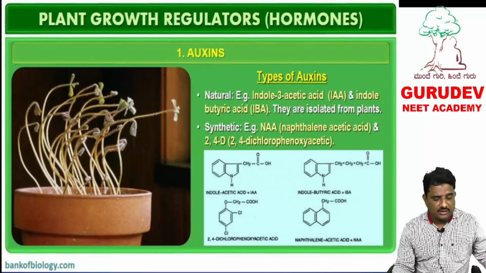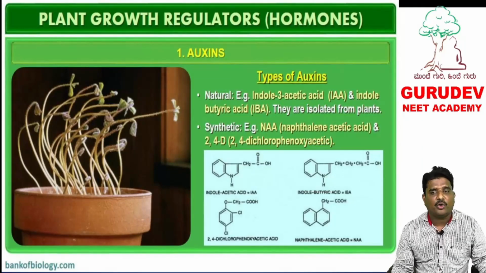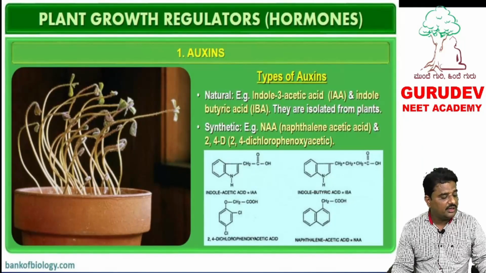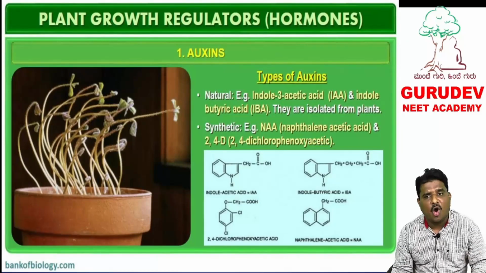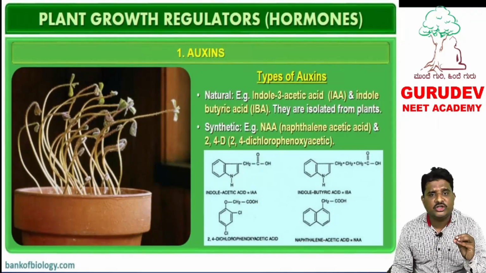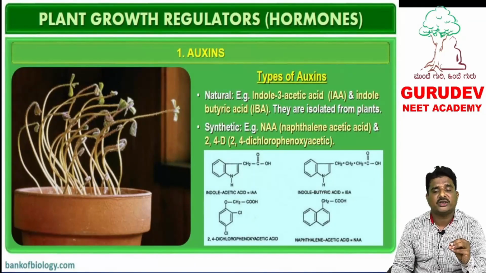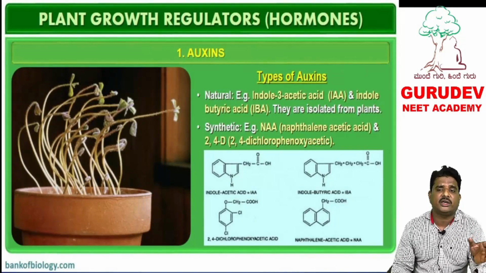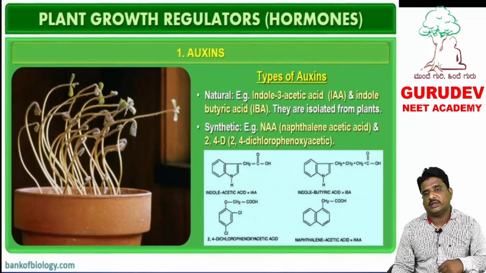So first we can see the types of auxin in detail. Later, in the paragraph on page number 248, they have given the discovery of cytokinin, discovery of gibberellins and discovery of ethylene. First I will complete the auxin discovery, auxin role in the plants and auxin types, and then we can go to cytokinin discovery, gibberellin discovery and ethylene discovery.